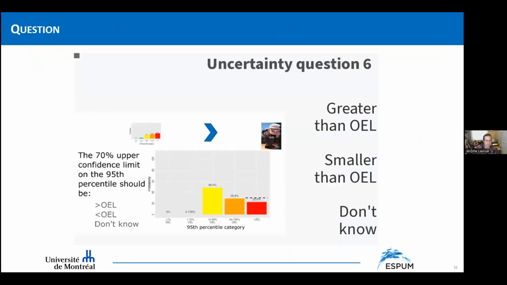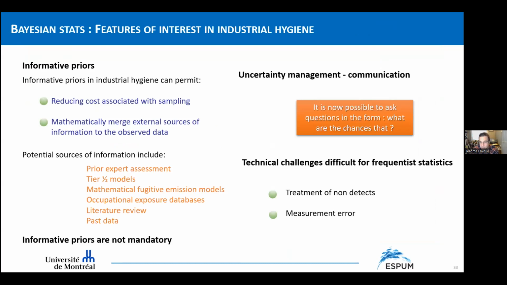All right, so to wrap up with the Bayesian side of this presentation. In my opinion, there are very interesting features of Bayesian statistics in industrial hygiene. I mentioned the possibility of informed priors, which might help reduce costs associated with sampling. And I added here some potential sources of information for priors.